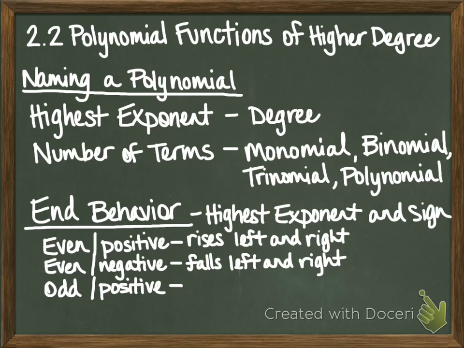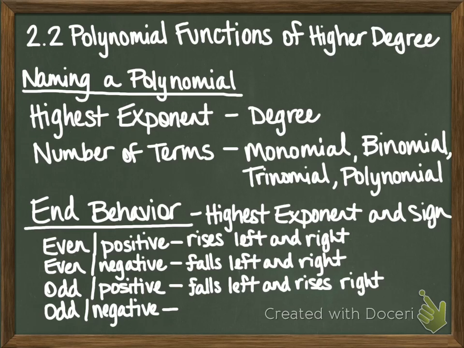Okay, so what about when they are odd? So when the highest exponent is odd and the coefficient is positive, like positive x cubed, you remember what positive x cubed looks like. It's kind of that crazy S that goes through the origin. Well, it's pointing down on the left-hand side and up on the right-hand side. So that falls left and rises right. Overall, I think of it when it's odd and positive, like positive x cubed, that the whole graph is going up from left to right.